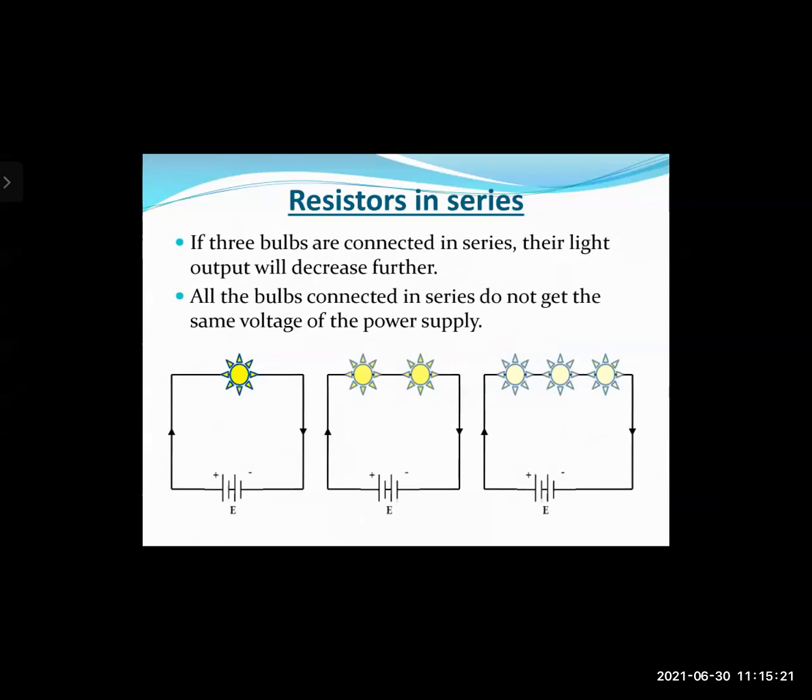If you take three bulbs, what will happen? If the three bulbs are connected in series, their light output will decrease further, means they will be still dimmer. Okay, all the bulbs connected in series do not get the same voltage of the power supply, as the voltage will drop across the three bulbs. Now look at the first diagram on the left hand side. You have only one light bulb there. So which is getting the maximum voltage, it glows the brightest.